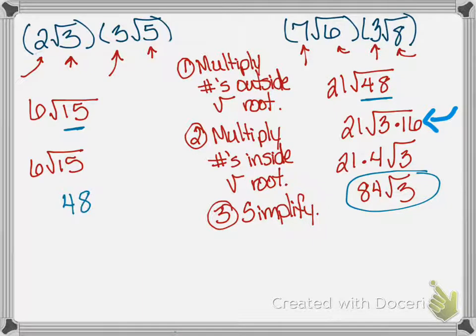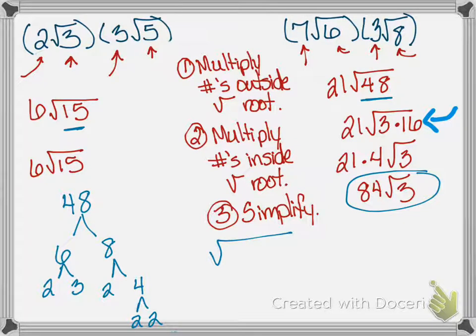So for 48, I've got 6 times 8. 6 breaks down to 2 times 3. 8 breaks down to 2 times 4. And then I have 2 times 2. So if I do the prime factorization of 48, so I've got 21 on the outside. I have 2 times 2 times 2 times 2 times 3. Okay, so I'm going to leave my 21.